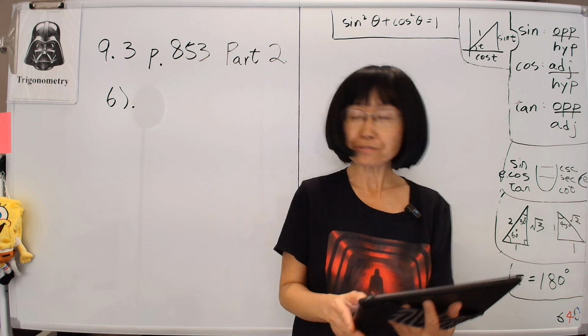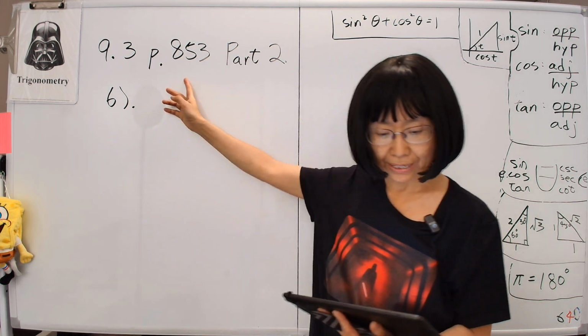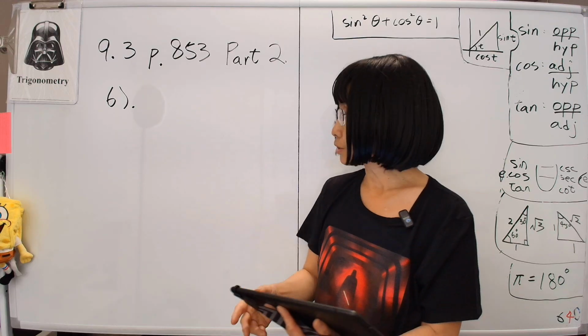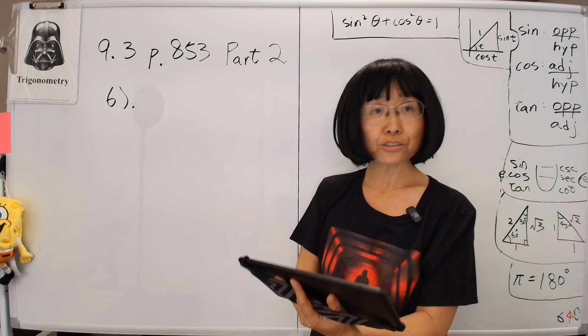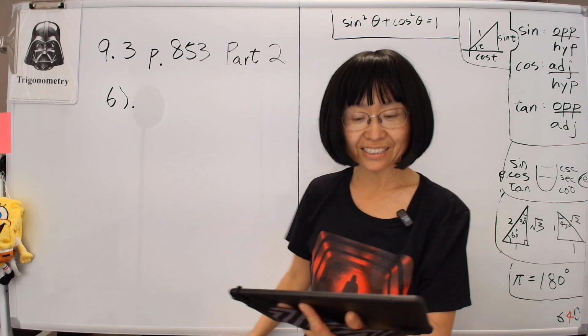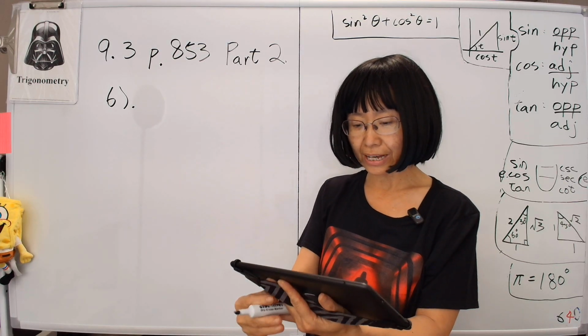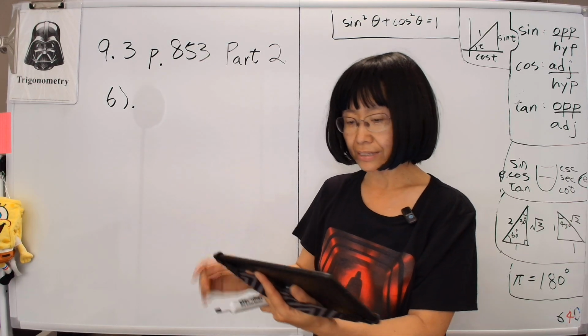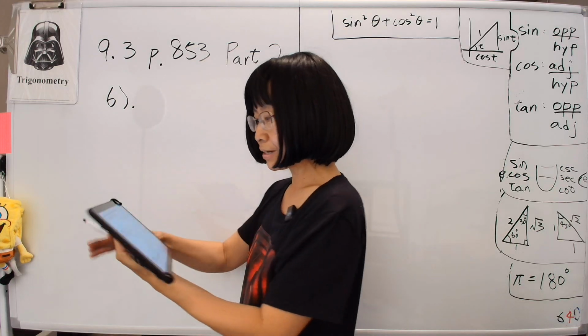Next, let's continue with example 6 on page 853, where we have sine cubed 2x, and we're supposed to prove that it equals the expression on the other side. So let's go ahead and do this. The first line is, let me write this down.